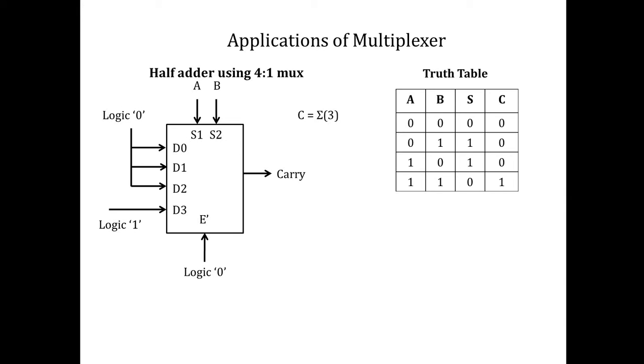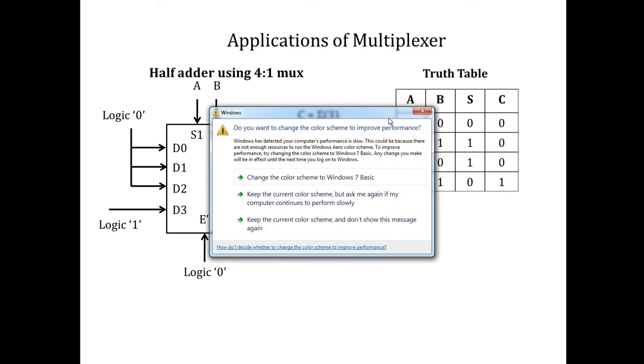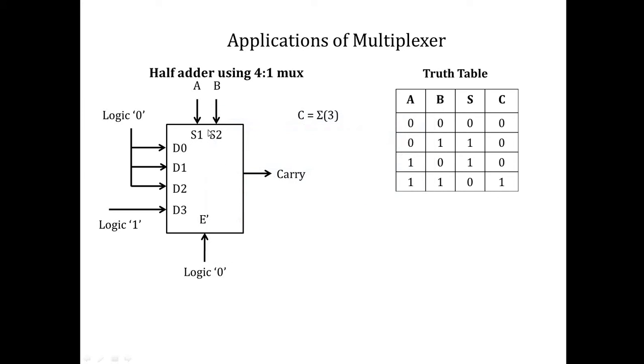Similarly, we will design it for the carry. In the case of carry, we will get a high output at 1 1 and the remaining are 0. So carry is enabled when you have a high output with respect to 3. In this case, when the select pins are 1 1, D3 will be set as logical 1. The remaining D0, D1, D2 will be logical 0. This is the design for your half adder.